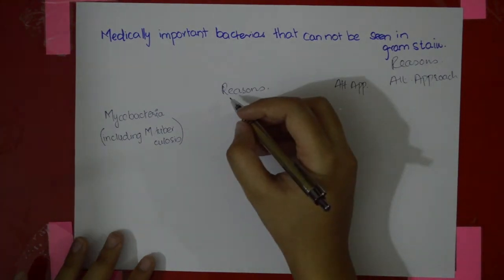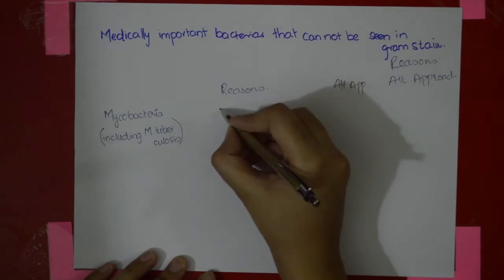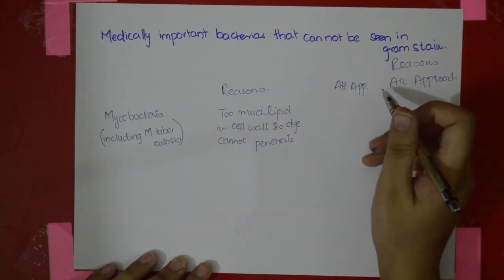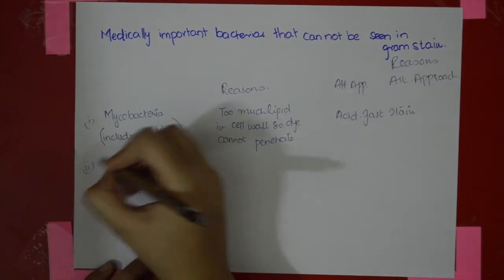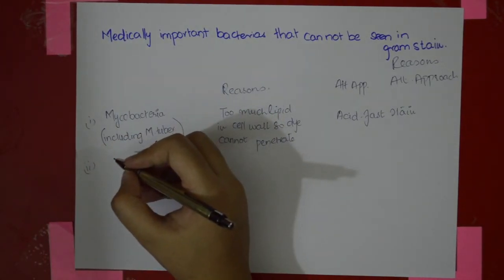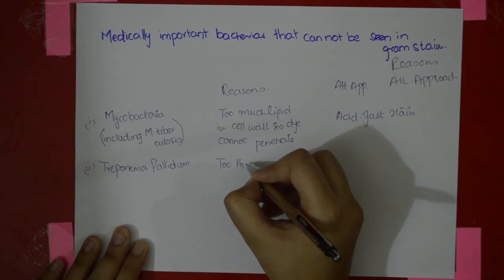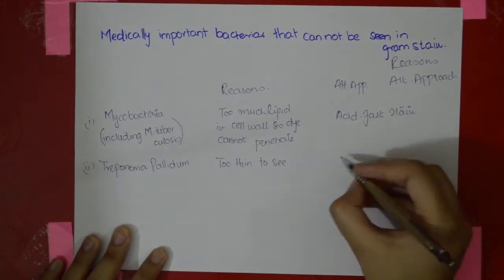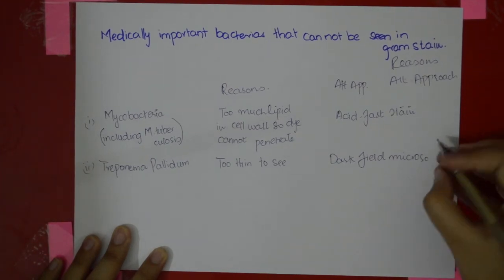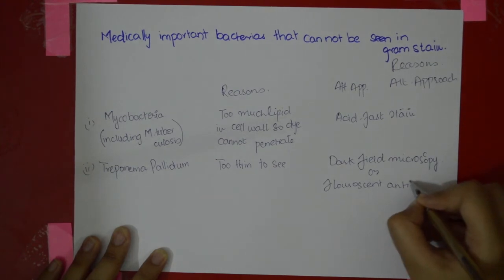The reason is that there is too much lipid in the cell wall, so dye cannot penetrate. And then the alternative approach is acid fast staining. Then we have Treponema pallidum. The reason is that it's too thin to see. And the alternative approach is dark field microscopy or fluorescent antibody.